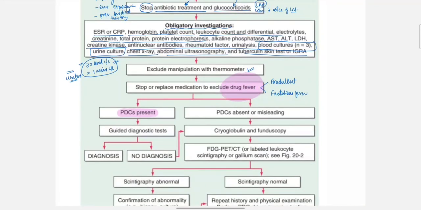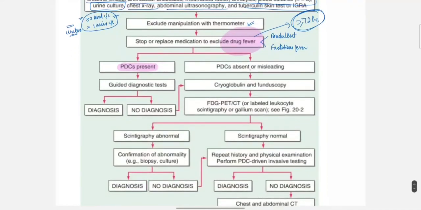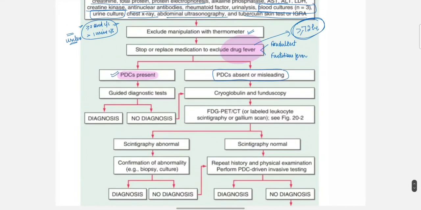Drug fever: if we have stopped the drug for more than or equal to 72 hours, then the cause of fever cannot be the drug. Then we have the most important thing in pyrexia of unknown origin. The most important step is this: is a potentially diagnostic clue present or not? If there is a potentially diagnostic clue, such as in ultrasound we find a liver abscess, then we do the diagnostic test. If diagnosis is made, then it is okay.